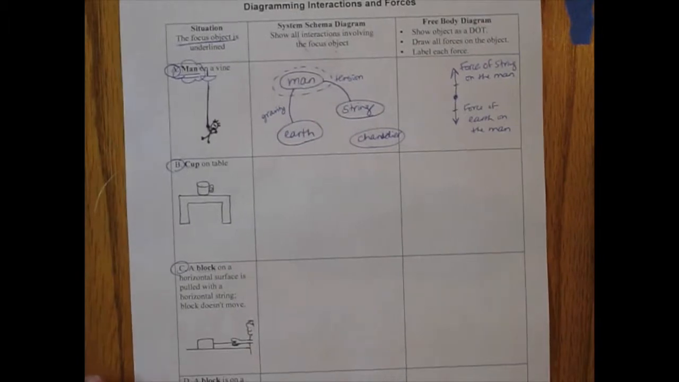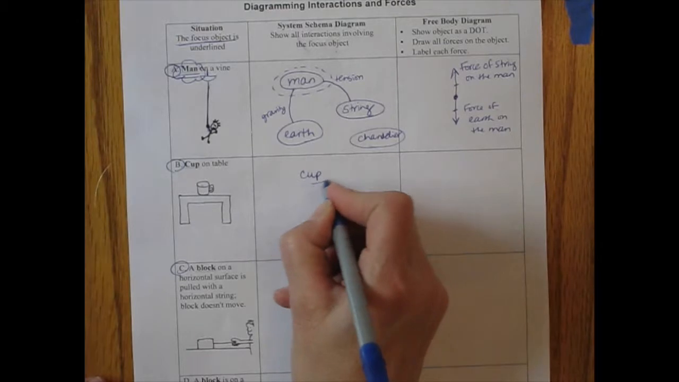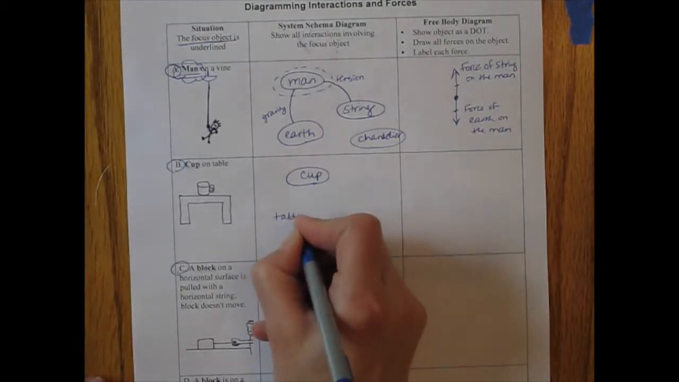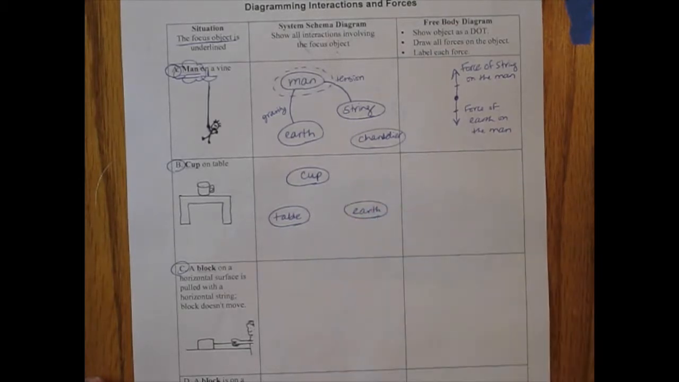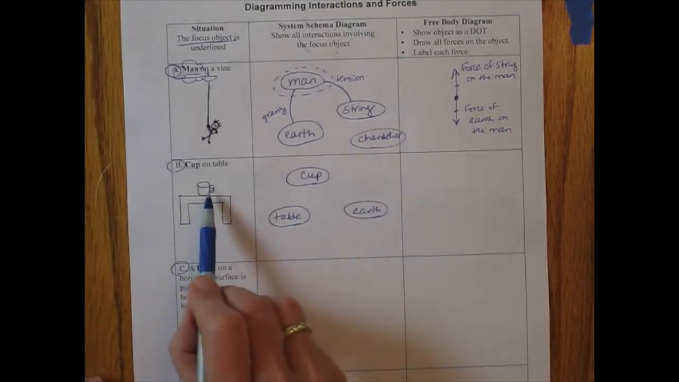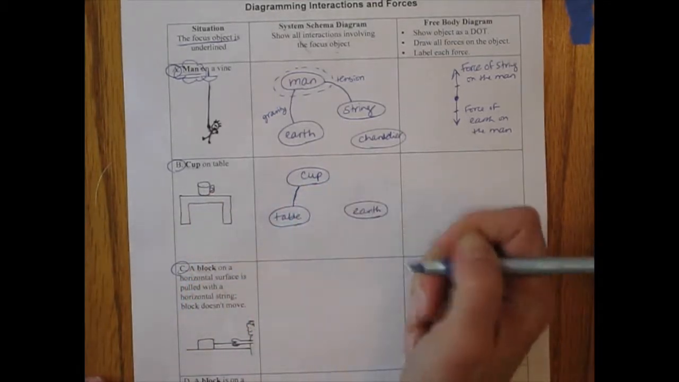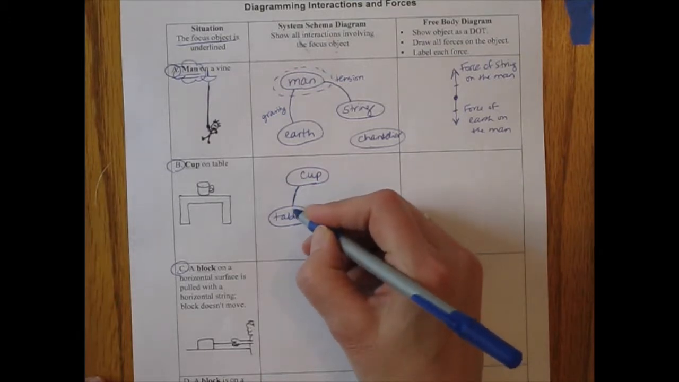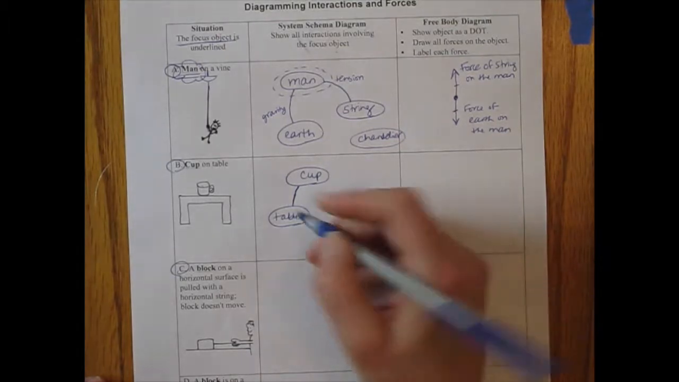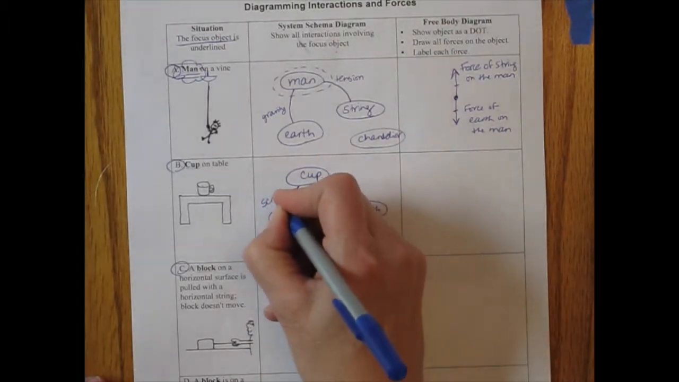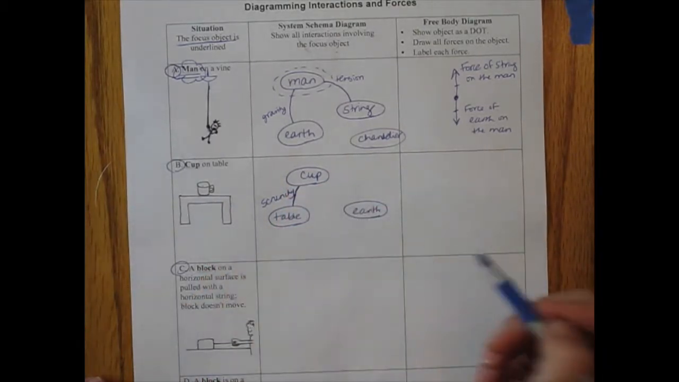Now for the second example, we have a cup on a table. So the objects will be the cup, the table, and the earth. And we need interactions now. I can see that the cup is touching the table, so I have an interaction there. That reminds me that there's a force of the table on the cup, but there's also a force of the cup on the table. And that is a scrunchy force. They're scrunching the atoms due to the pressure of the contact.